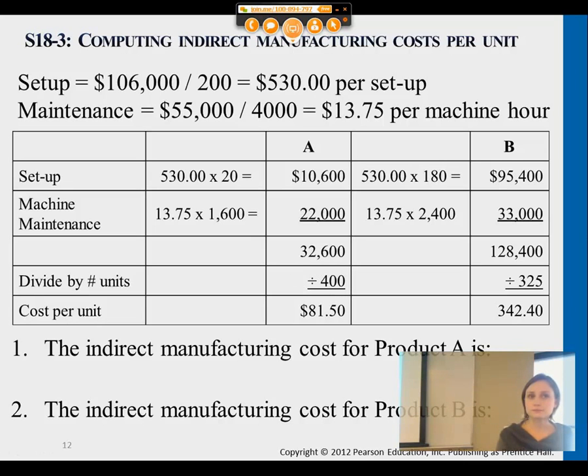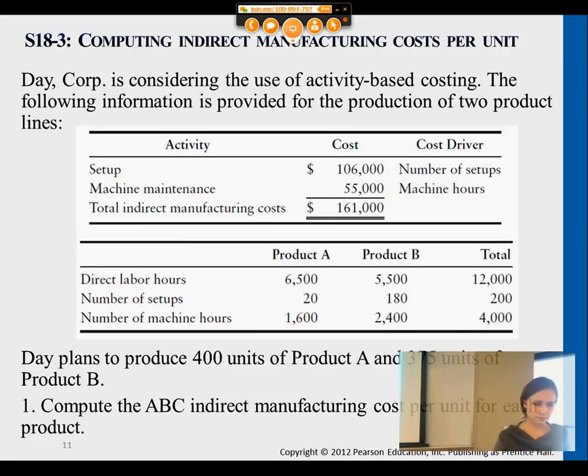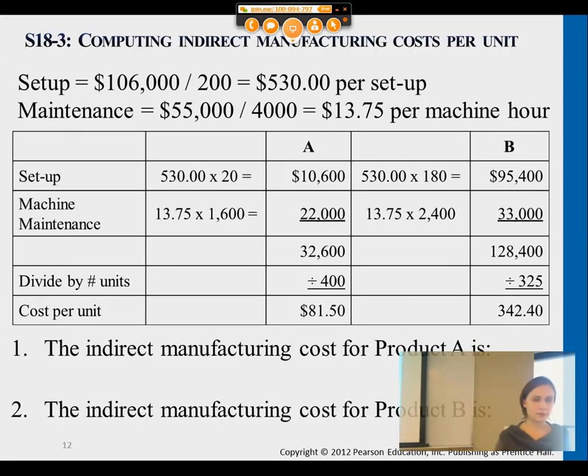Should it be divided by 370? Where are you? Right here? No, for A. 325? That's for 375 units, but divided by 325. I'm just confused if that's the number. It's a typo. Yeah, it's a typo.